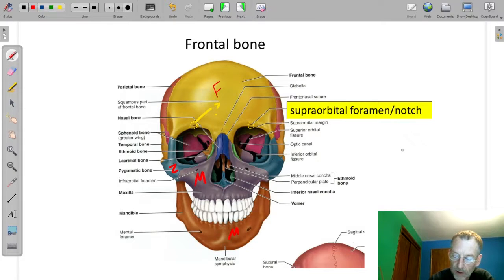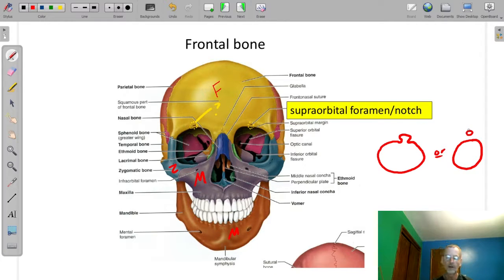So if this is the orbit, something like this, it would appear as sort of a notch. In other skulls, it's a separate foramen. Either way, supraorbital foramen or notch. And again, I would practice going through, covering up some of these labels. All the bones are in bold. So eventually you're going to have to be able to look at a skull and name these bones. Okay? So, stuff to practice.